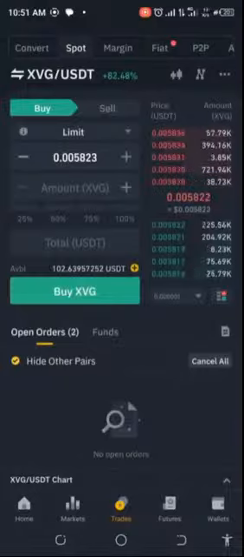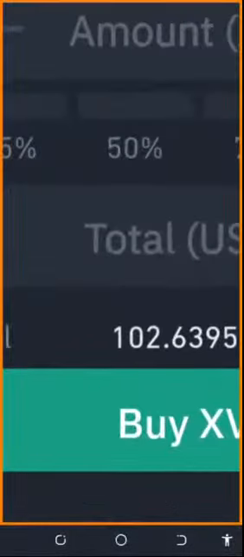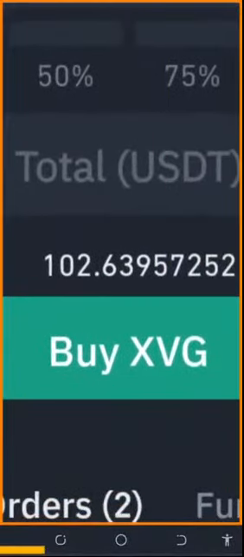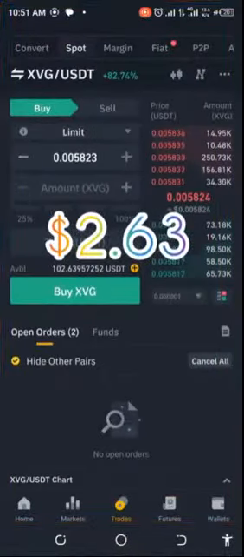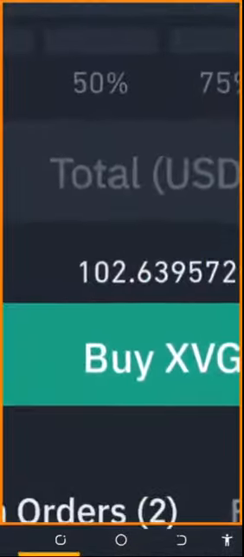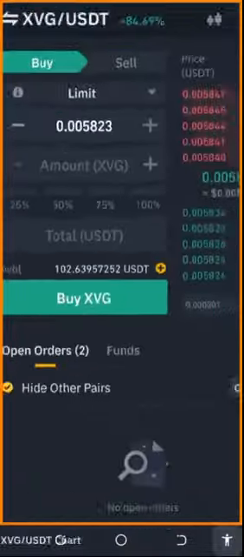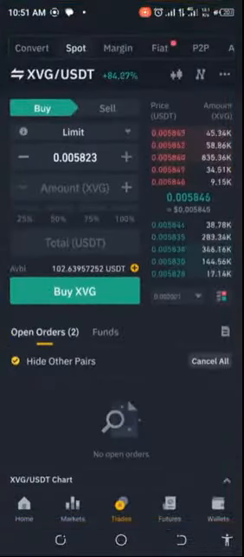Wow! It has already executed. And can you see what I can see here? We made 102.63. That's like $2.63. Almost $2.64. That's good. Really good. Now, let's take a look at the charts.